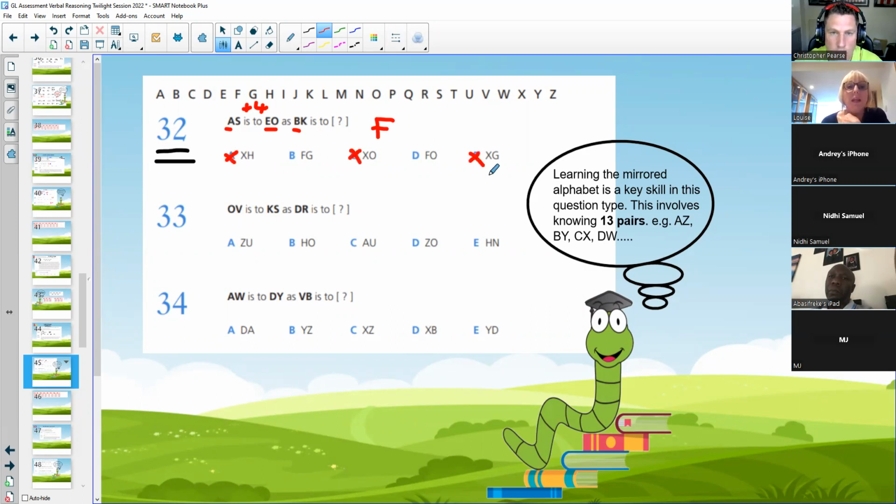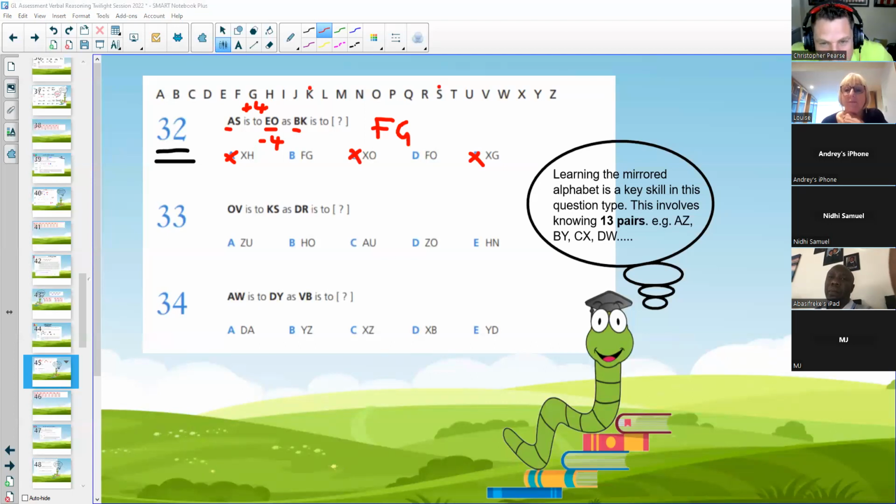And the second one, S is to O. This time we're going backwards. So S, then R, Q, P, O. That's a -4. We're going backwards 4. And so K is going to go back 4 to J, I, H, G. And there we go.